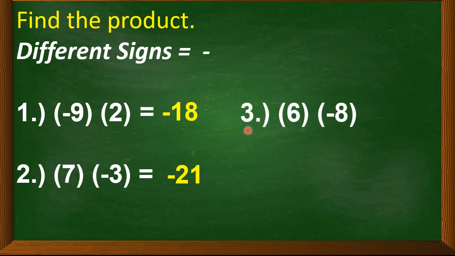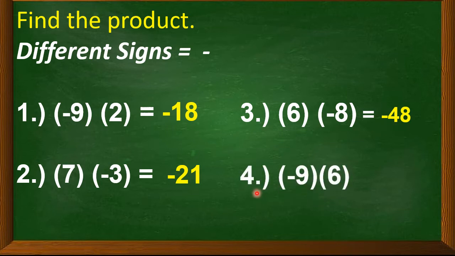Number 3, 6 times negative 8, different signs. The sign is negative. Multiply 6 times 8, so we have 48. So our answer is negative 48. Number 4, negative 9 times 6, different signs, so we have negative 54. Just multiply 9 and 6.